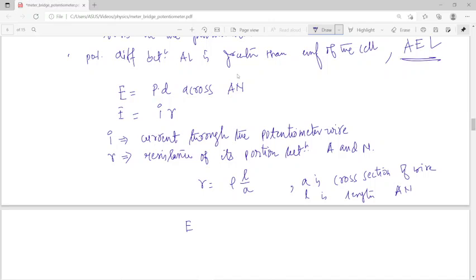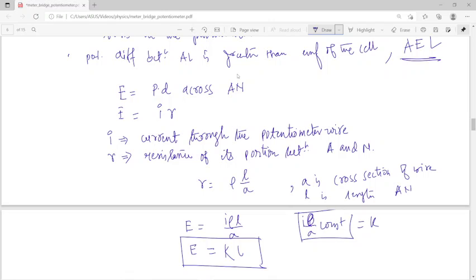So we can write E equals I rho L by A, and I rho by A is a constant. Taking that constant as K, E can be written as E equals KL, where L is the length at which we get the null point.